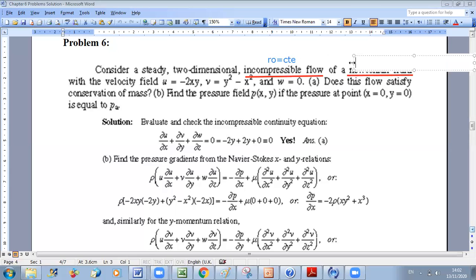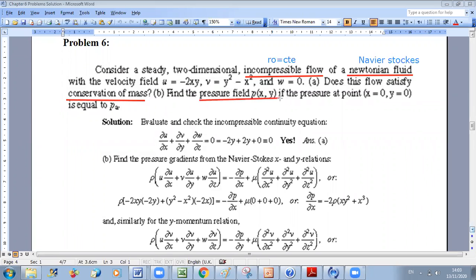Navier-Stokes equations are applicable. I can use them for linear momentum. Anyway, in this course, we will only deal with Newtonian fluids, because if they are not Newtonian, the equation becomes very, very complex. And first, we want to verify that the fluid satisfies conservation of mass. Then they ask for the pressure.